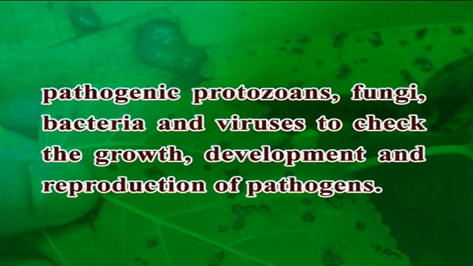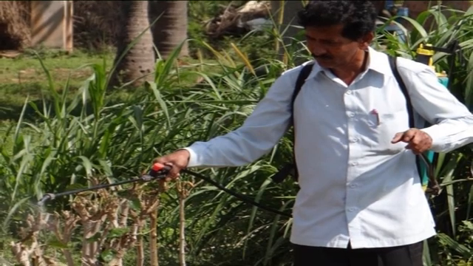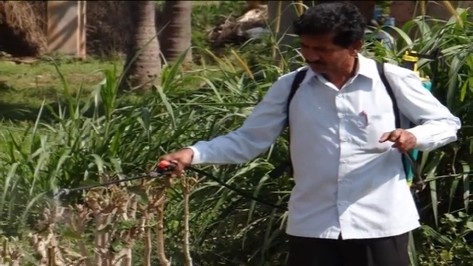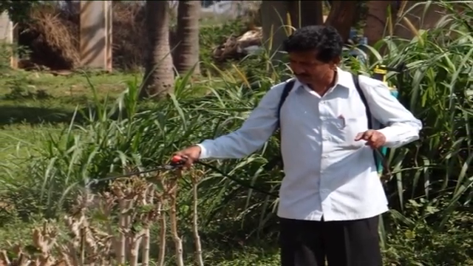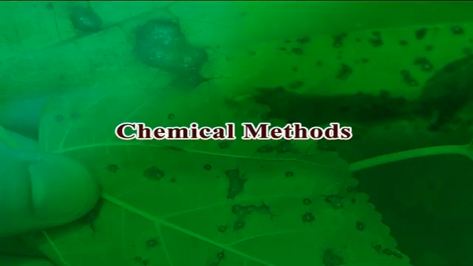Biological methods. Biological methods involve the use of other living organisms such as pathogenic protozoans, fungi, bacteria, and viruses to check the growth, development, and reproduction of pathogens. The fungus Cercospora moricola can be controlled by spraying the antagonistic fungi Trichoderma harzianum and Trichoderma viride. This is the safest method and ensures healthy growth of mulberry in a disease-free condition, resulting in production of more quantities of quality leaf. Chemical methods.